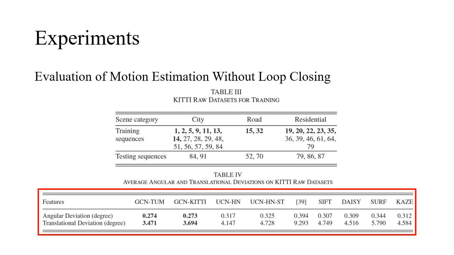From the table below, it shows that both GCN-TUM and GCN-Kitty outperform the non-learning and learning-based methods, and GCN-TUM has the best result even when tested on data visually different from its training data. However, GCN-Kitty didn't perform better than GCN-TUM, despite the fact that it is fine-tuned with more data than GCN-TUM, and the author speculates that this might happen because it is trained on a smaller subset of the Kitty raw dataset compared to UCN.